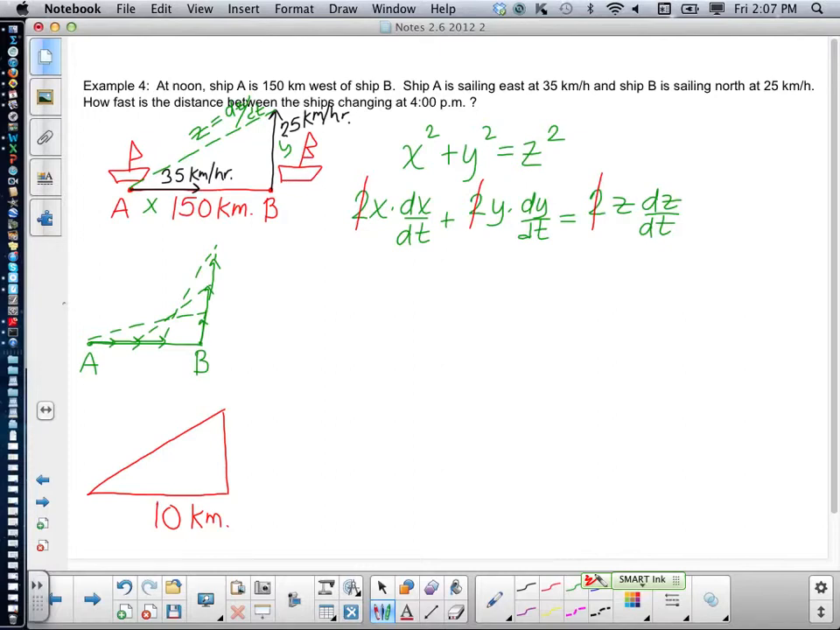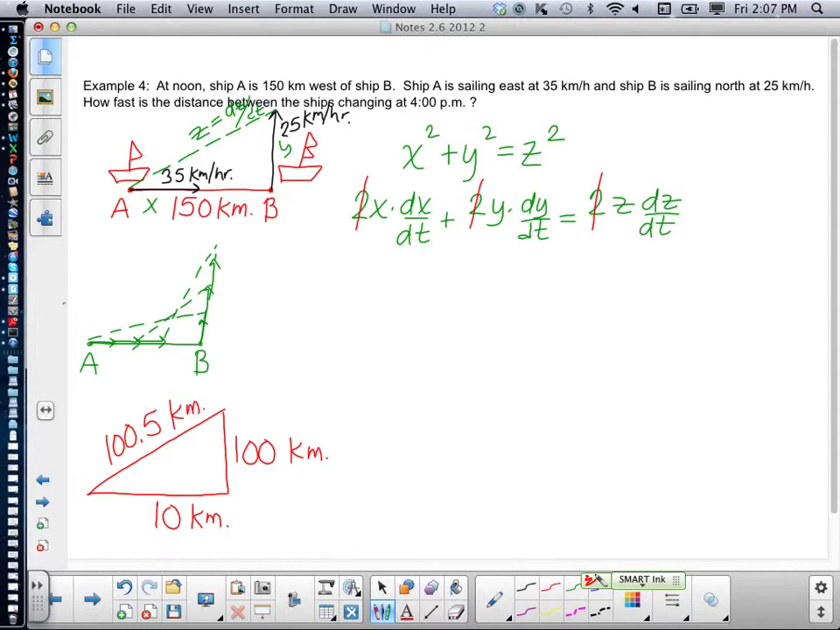Ship B started here. He's traveling 25 kilometers per hour. How far along is he 4 hours later? 100. So my diagram is certainly not to scale, but that's okay, because I'm just drawing a diagram. All right, so what is the distance here, this distance z? We need to calculate that, right? So we need 10 squared plus 100 squared. And we need the square root of that. So I'm getting about 100.5.